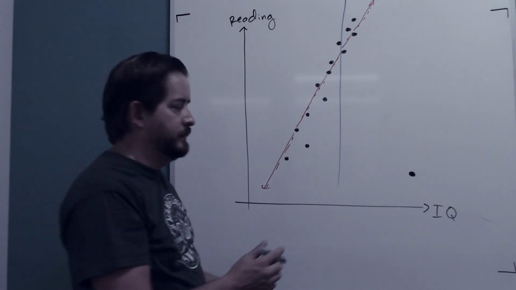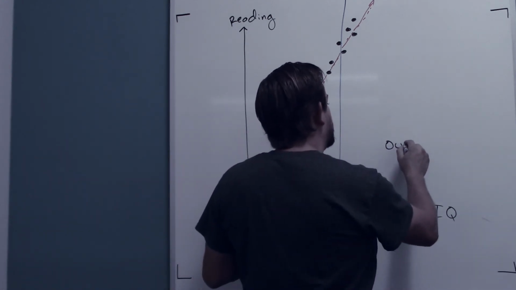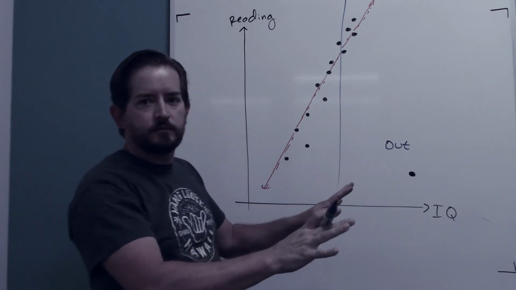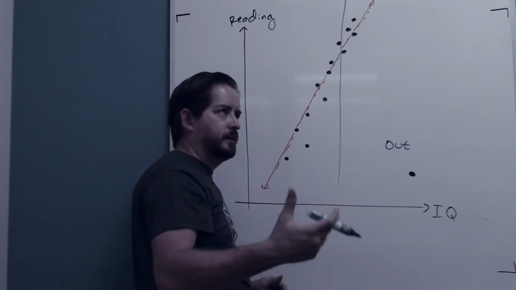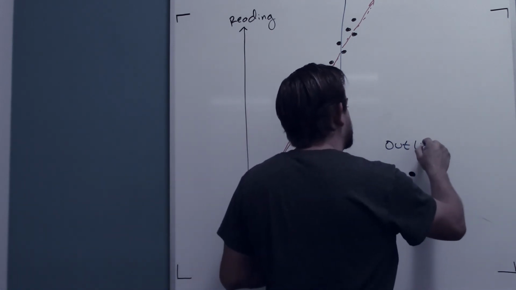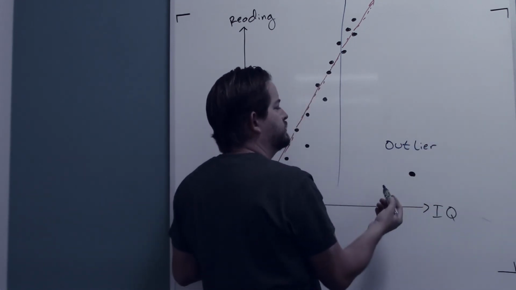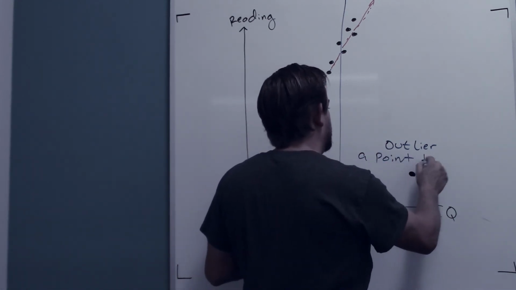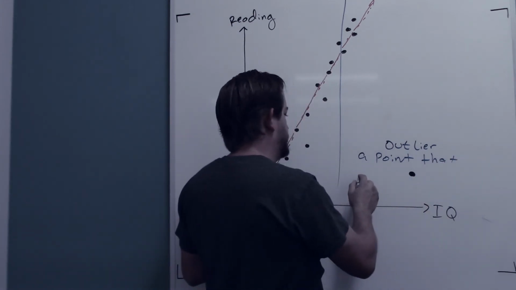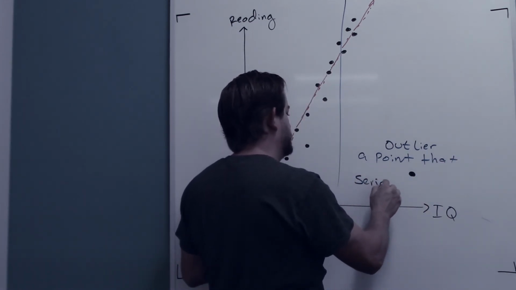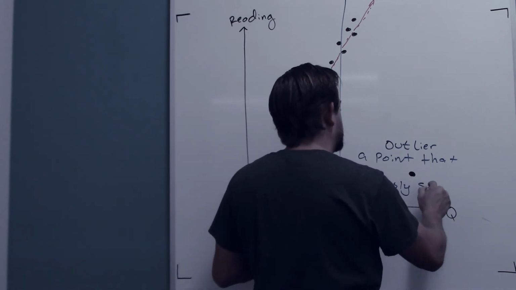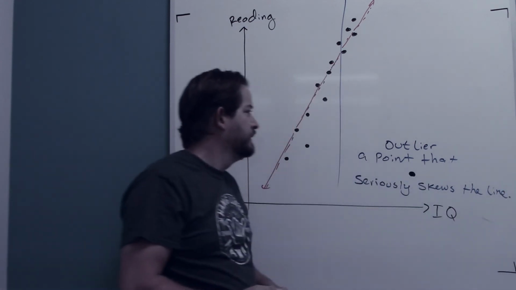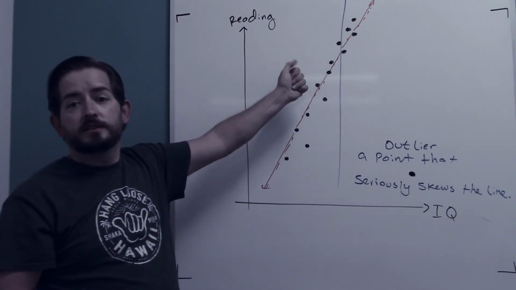So this point out here, because it's so different from the rest, we call this an outlier. And again, there's a very specific formula to figure out if a point is an outlier. That's for later, that's for a 1040 class, or a stats class, right? But this is an outlier, and it's a point that seriously skews the trend line. It makes this trend line worthless to us, right?